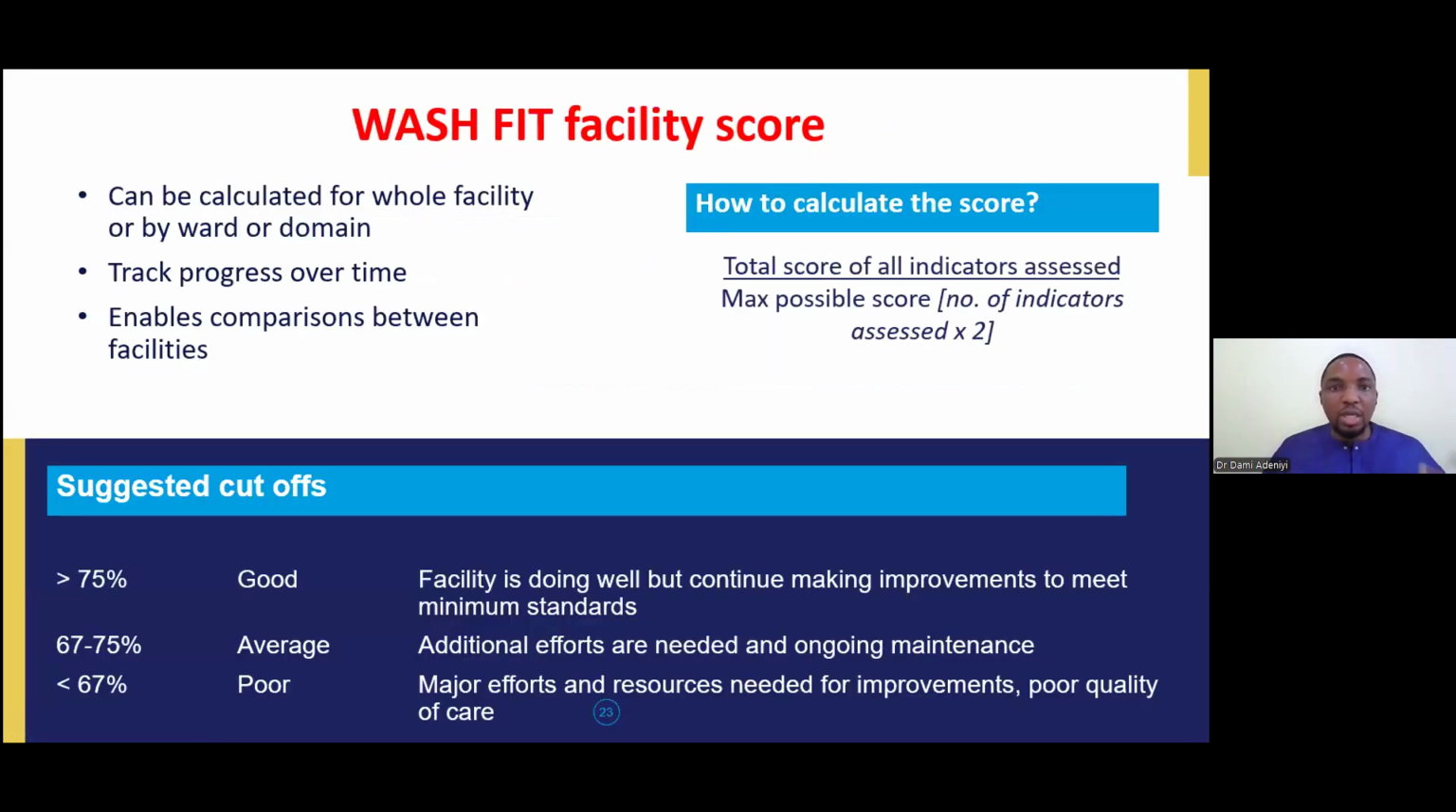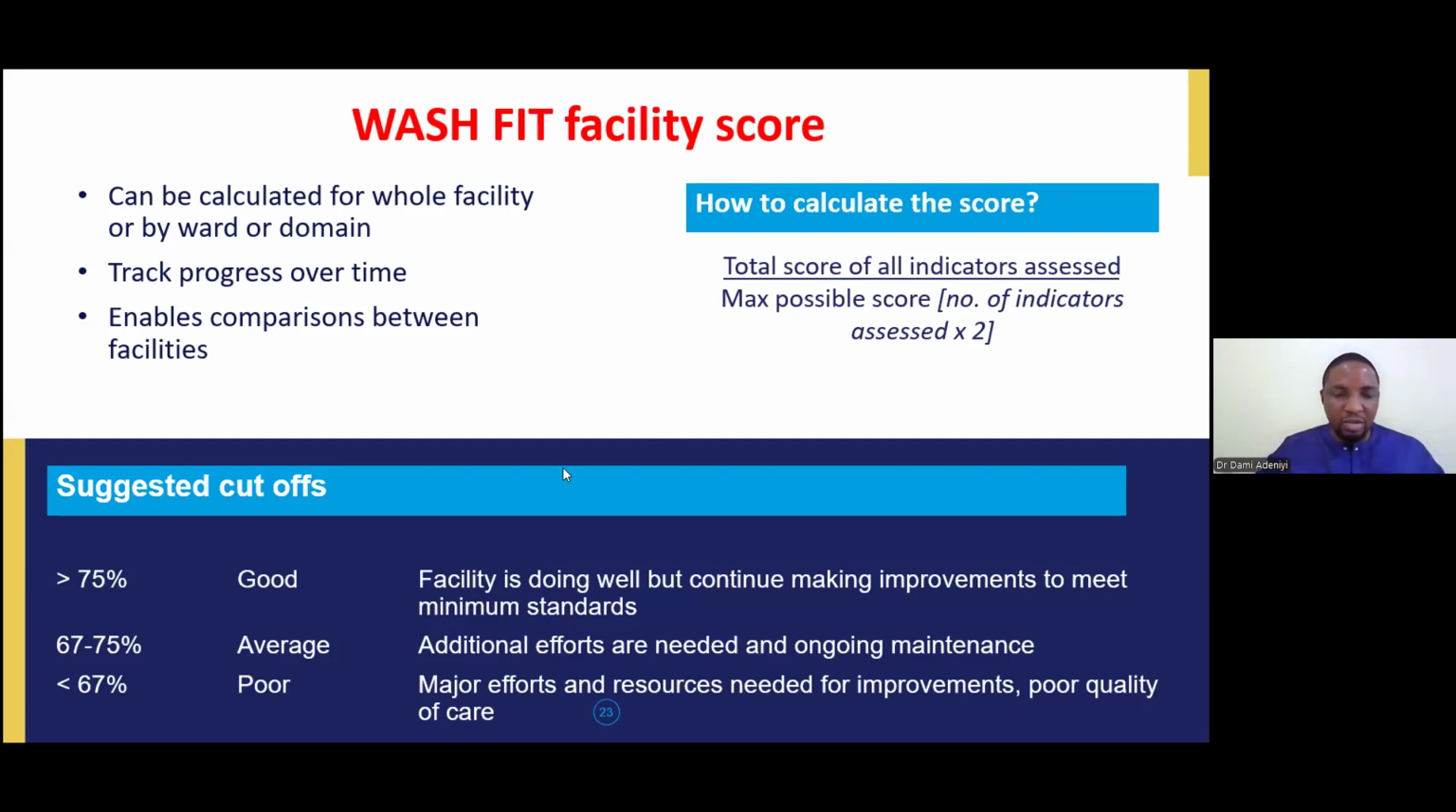In calculating your total score, you put together the scores for the various domains. If you're using the Excel sheet, it will automatically calculate the total score for each domain, and then on the summary page, you see the various scores showing up. But if you have to calculate it yourself, it will be the total score of all the indicators assessed over the maximum possible score.